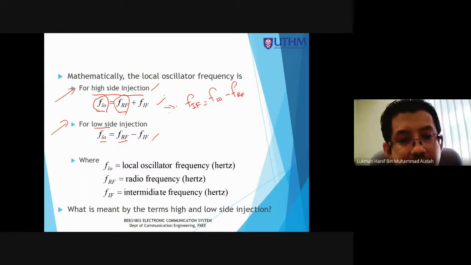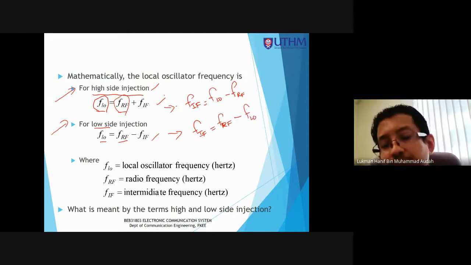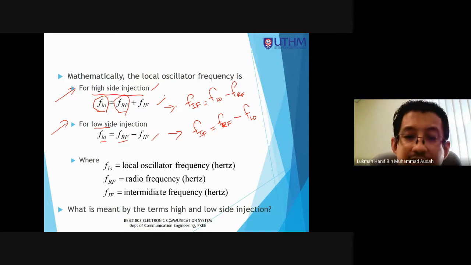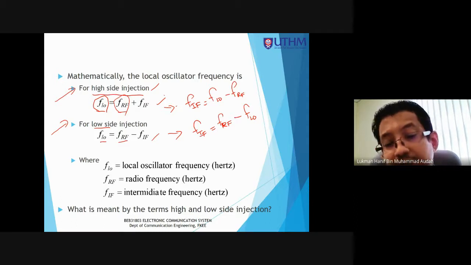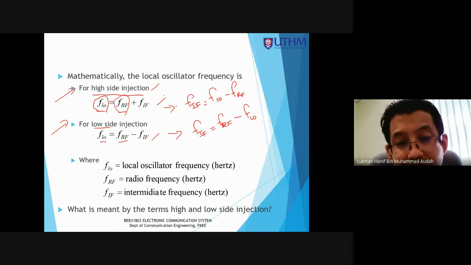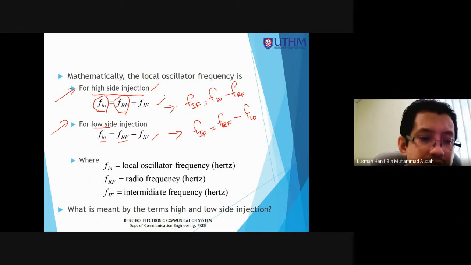Okay, for this one. And for this one, FIF is equal to FRF minus FLO. Kita tak boleh buat FLO tolak FRF. Otherwise dapat negatif. Sebabnya FLO lebih kecil daripada FRF. So kita kena tolak bigger frequency tolak lower frequency. Okay. So ini ada dinyatakan.